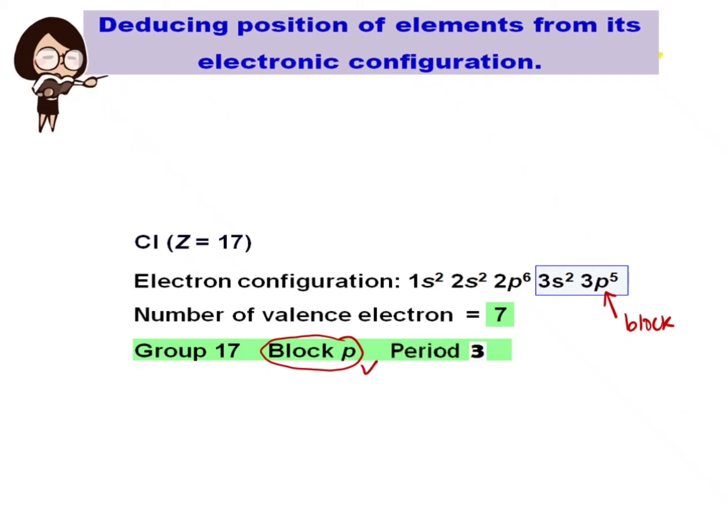Okay, period. How to identify this period 3? So it depends on the value of n ataupun petala dia. So nombor yang paling besar dekat sini adalah nombor 3. So this chlorine atom should be in period 3. Like that. Okay, so group 17. How? So kat sini madam dah tulis 7 valence electron. Okay, ingat, valence electron untuk main group. Macam mana madam tahu ini adalah main group? So ini adalah main group element. Why? Because this element in block P.